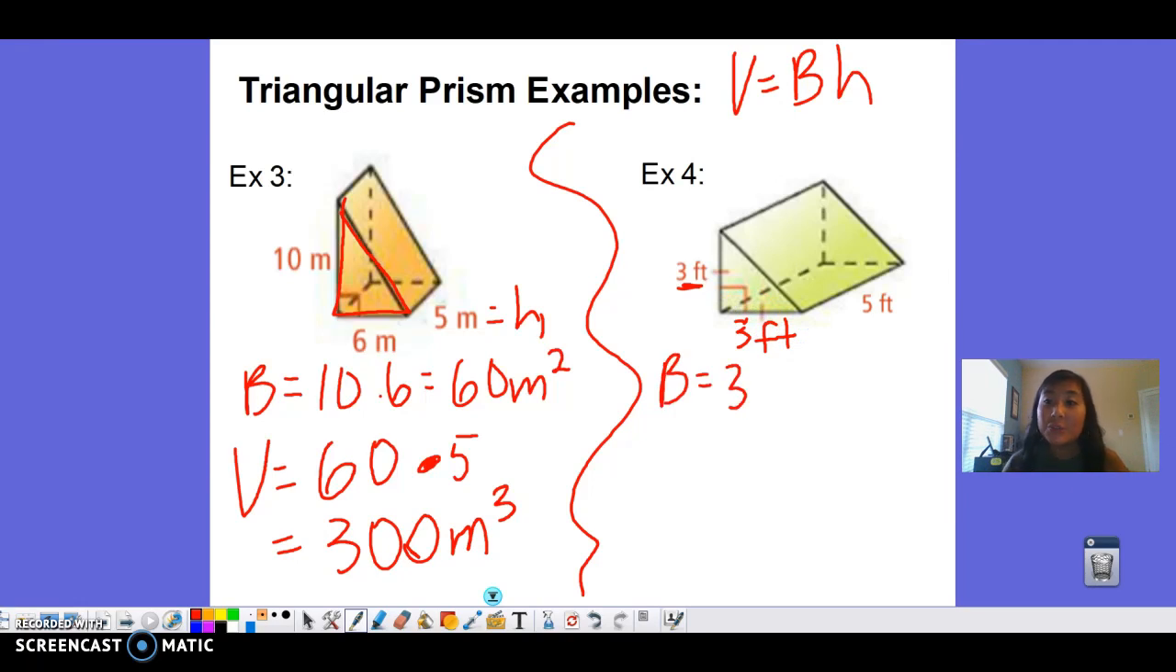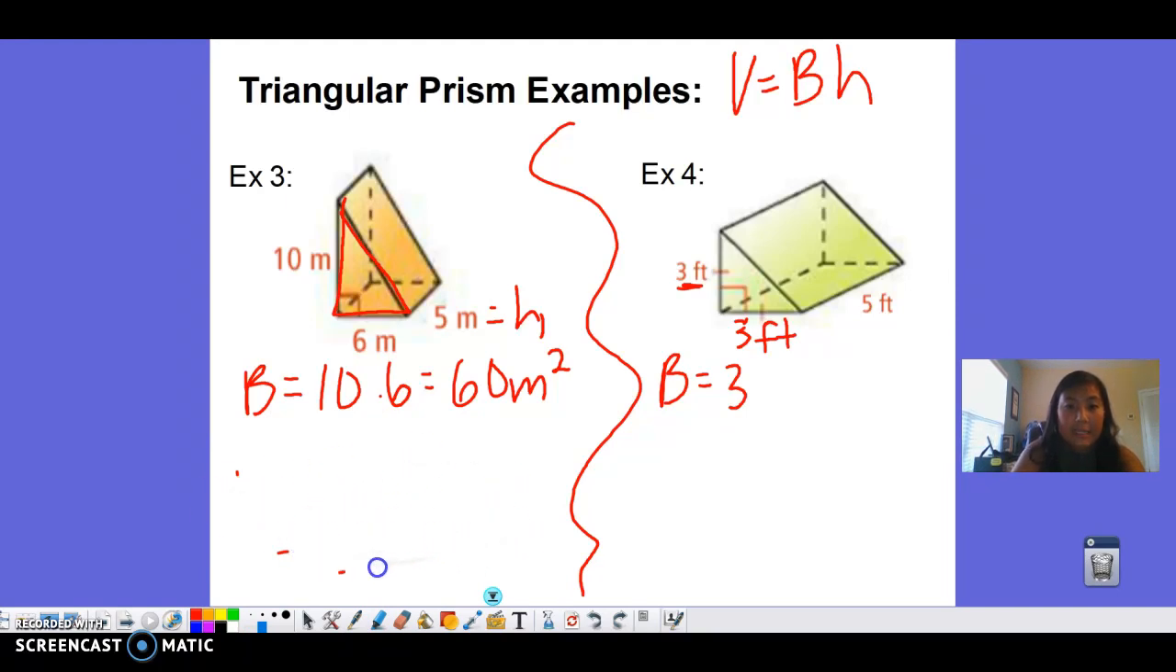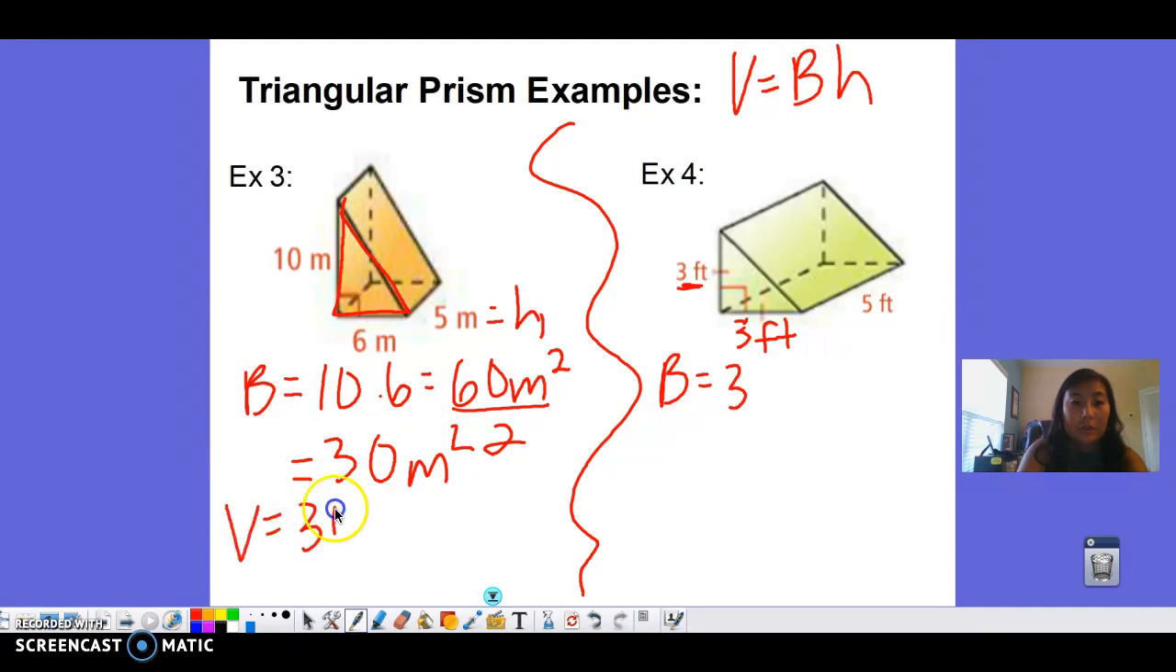And you know what, guys? I just realized that I did the area of the base completely wrong because I did not divide it by 2. So I am going back and erasing all of this because I did not divide my answer by 2. So the base area actually is 30 meters squared. So instead, my volume is going to be 30 times 5, which is going to give me 150 meters cubed.